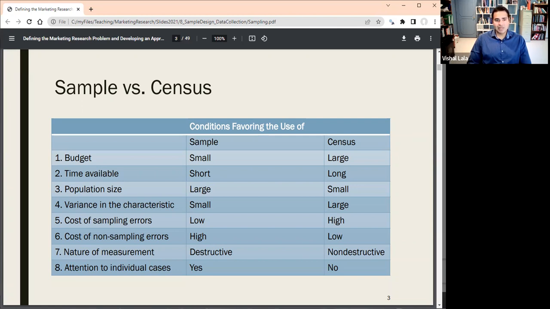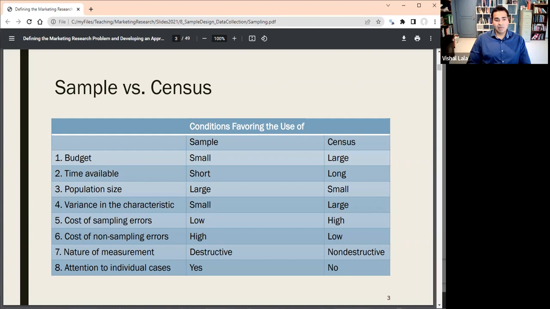If your population size is very large, you may just not have the budget or time to gather data from everybody. In that case, again, sample becomes a logical choice. If the variance in the characteristic of interest is very small, a sample might suffice. In an extreme situation, imagine every observation unit has the same number. If that's the case, that the variance is 0, then even one observation should suffice.